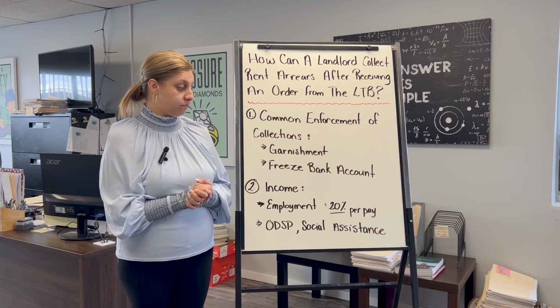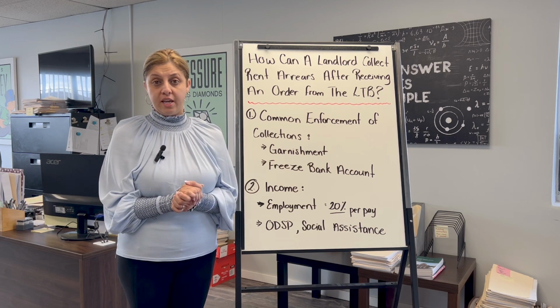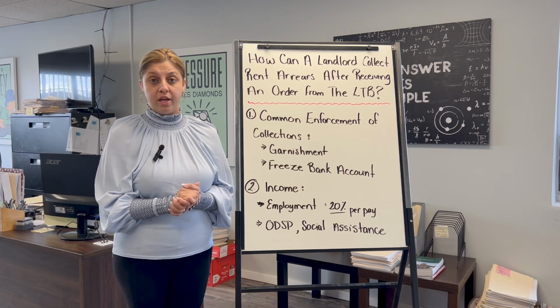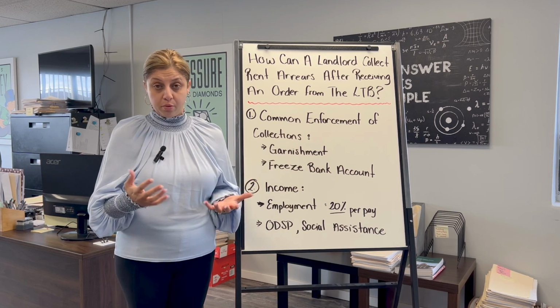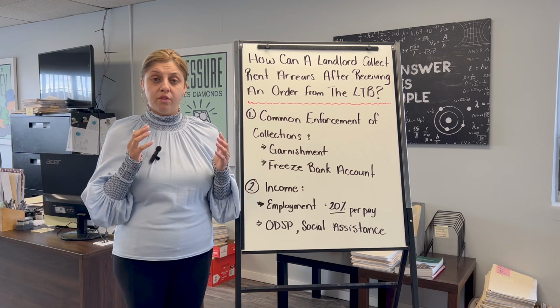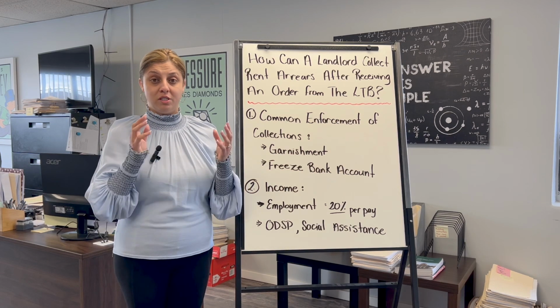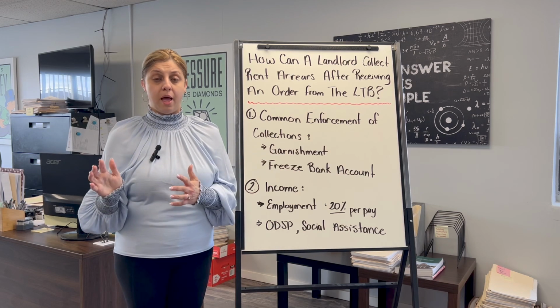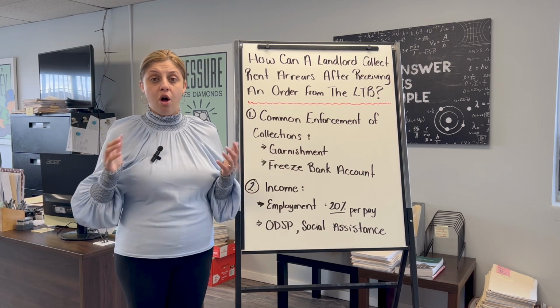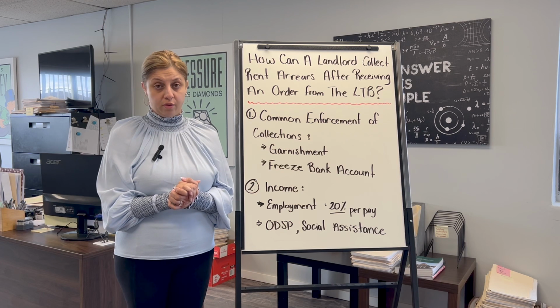If, for example, the tenant is employed, the landlord will then garnish wages by proceeding with an order to the employer to do so. The employer will then be ordered by the court to deduct 20% per paycheck and redirect that back to the landlord until all the arrears have been paid in full.